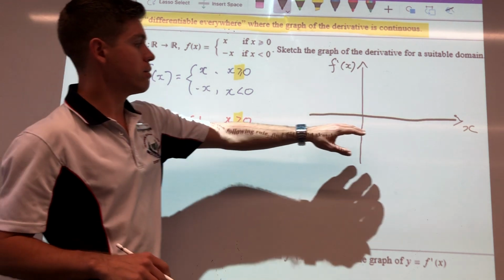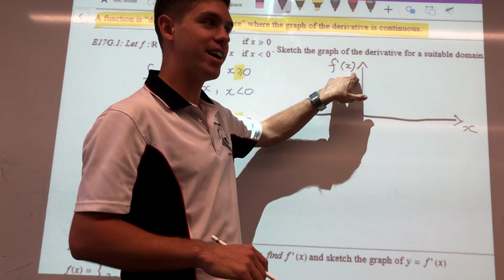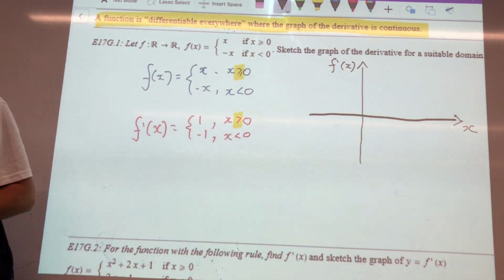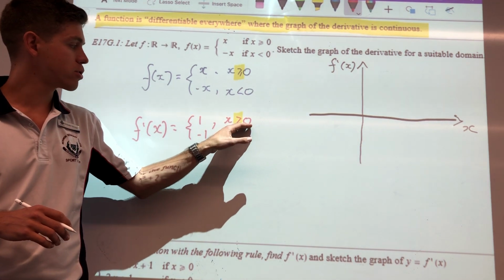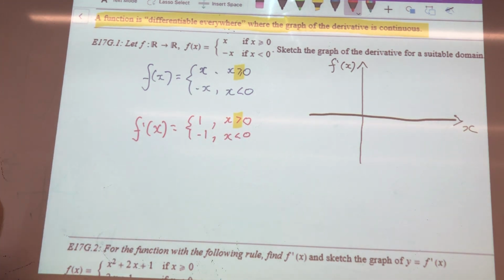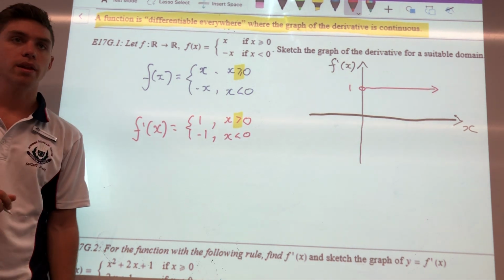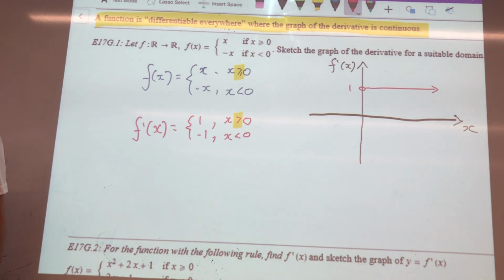So we've got our graph of x against a derivative function, or f dash of x. Now, we found out that for x values greater than 0, we have a value of 1. And then for x values less than 0, we have a value of negative 1.